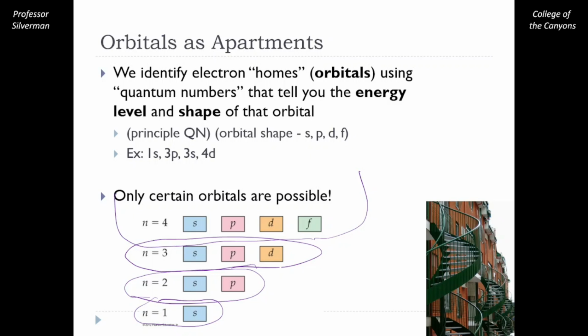Our apartment building here is built like an upside down pyramid. There are more options as you get to that higher energy level.